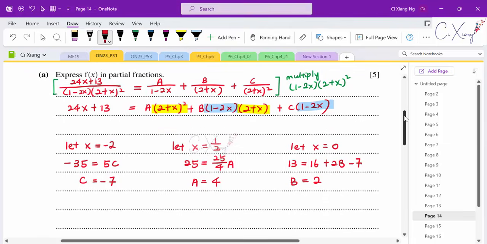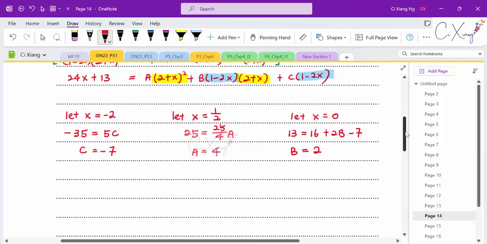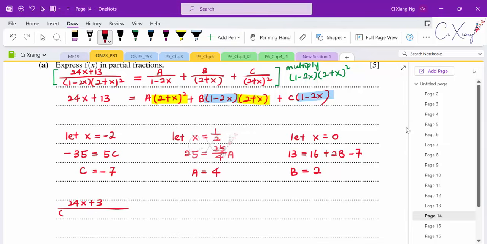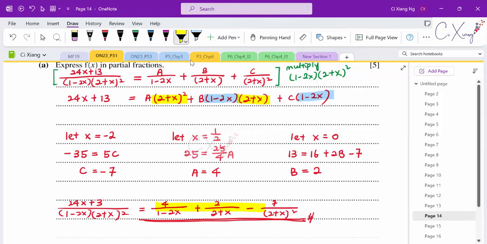And then for my practice, I will strongly suggest you to rewrite your partial fraction in a complete form again. Okay, so this is what we have. So 1 minus 2x, 2 plus x squared can be expressed as 4 over 1 minus 2x, then plus 2 over 2 plus x, then minus 7 over 2 plus x squared. Okay, so this is how we get the partial fraction for this function.